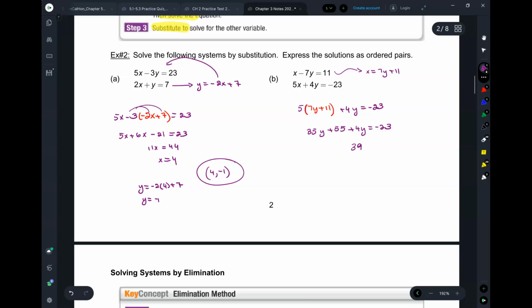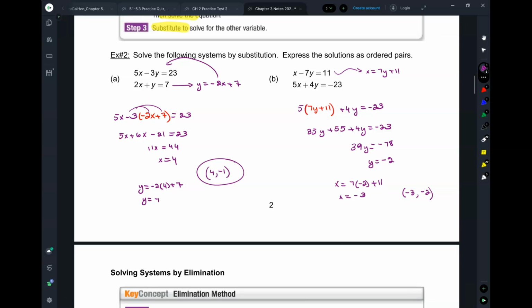Plus 4y equals negative 23. 39y, oh my God, now we have a number greater than like 17 and people start freaking out. Am I doing it right? Yeah, because 39 is also a number, right? It's fine. 39y is equal to negative 78. y is equal to negative 2. Now what? Plug it back. x is negative 3. So I got negative 3 comma negative 2.